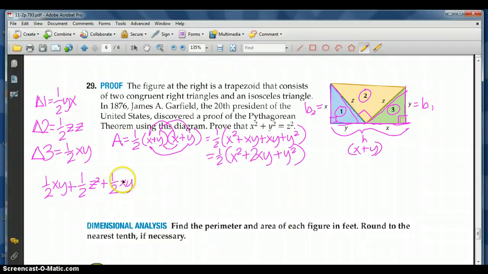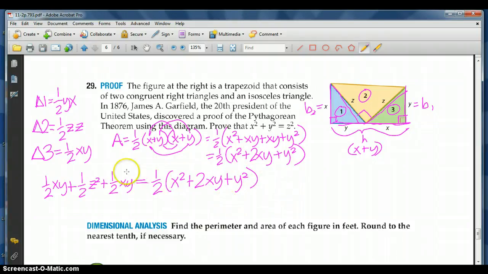Well, I'm going to set this equal to the total area of the trapezoid, because they should be equal. These three areas added together should be this entire area, which from earlier we got half of (x squared plus 2xy plus y squared). Now we're just going to see if we can simplify anything here.